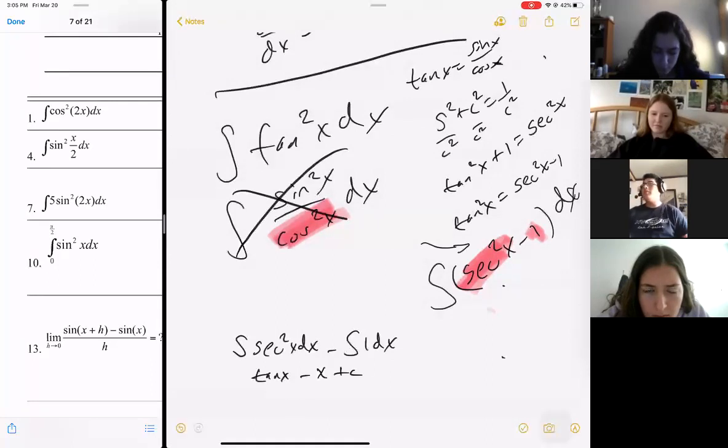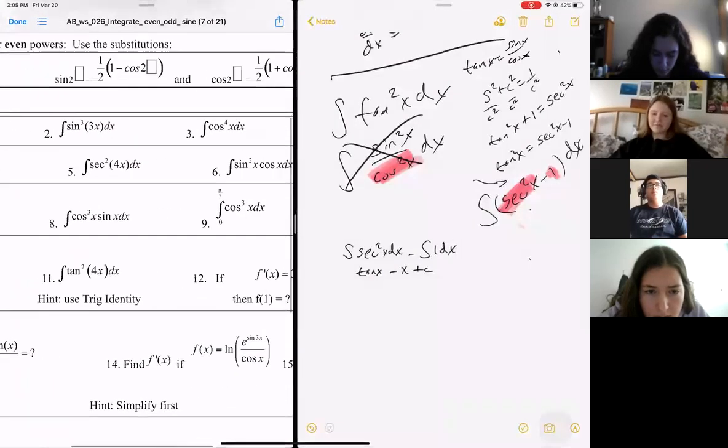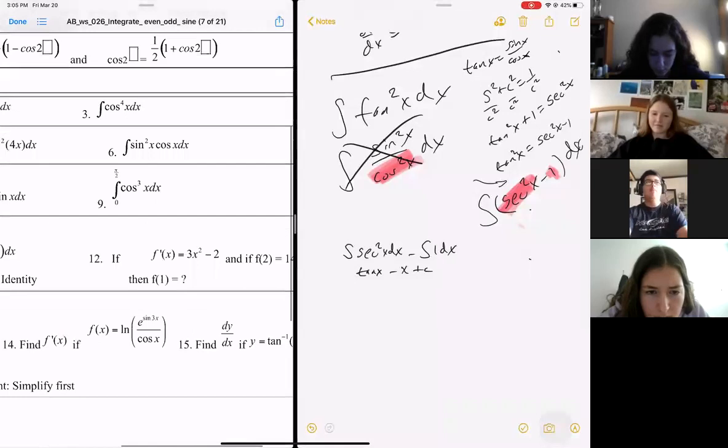Okay. So maybe one method might not work. You try another method. It's all about just experience. Oftentimes, you try something and it doesn't work.